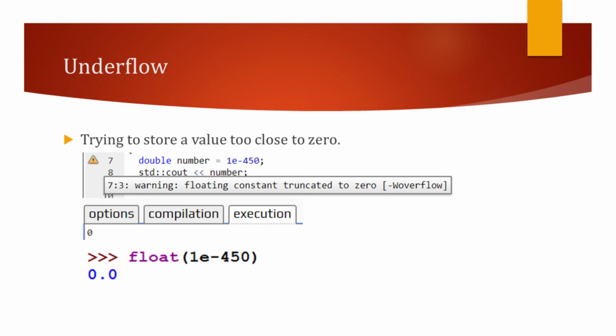An underflow occurs when the number we want for the computer to store is too close to zero. Due to lack of precision, the computer will truncate that number to zero. The upper code you see on the slide asks Python and C++ to make a float and double variables respectively, and store 10 to the power minus 450 in them. However, the value is too close to zero and is truncated. We can see that C++ even gives us a warning about it.